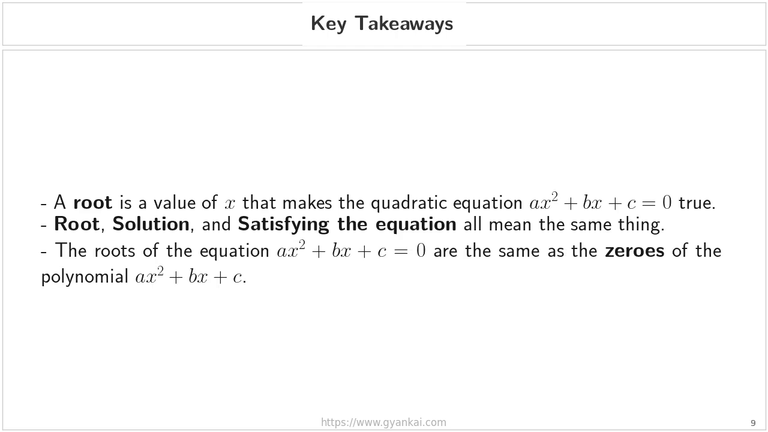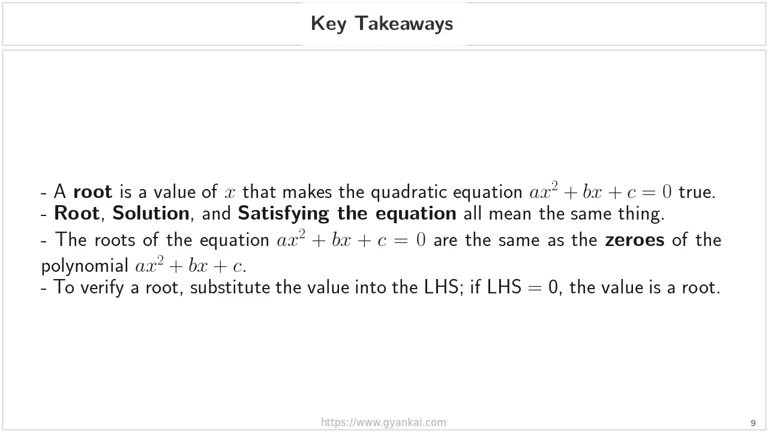Third, it is crucial to remember the connection between equations and polynomials. The roots of our quadratic equation, x squared plus bx plus c equals 0, are exactly the same as the zeros of the quadratic polynomial, x squared plus bx plus c. Finally, if you are ever asked to verify whether a number is a root, the process is straightforward. Simply substitute that value into the left-hand side of the equation. If your final calculation results in 0, then you have successfully proven that the value is indeed a root.